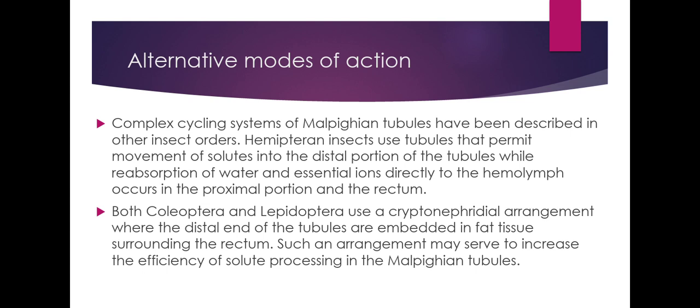Also, both Coleoptera and Lepidoptera use a cryptonephridial arrangement where the distal ends of the tubules are embedded in fat tissue surrounding the rectum. Such an arrangement may serve to increase the efficiency of solute processing in the Malpighian tubules. So we see the alternative modes of Malpighian tubules.